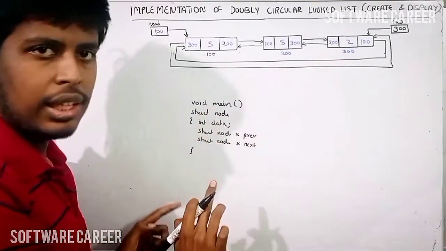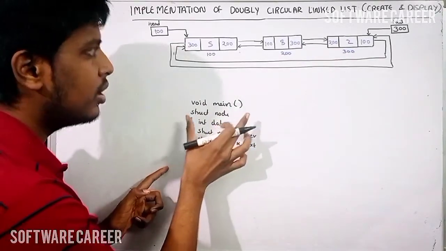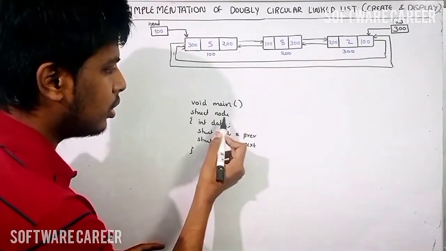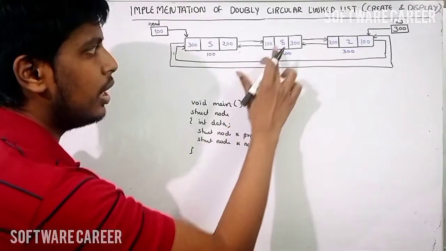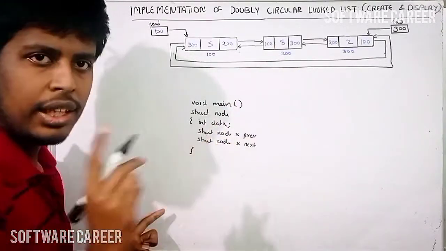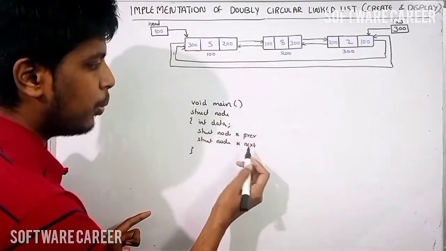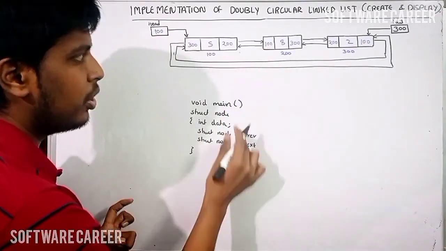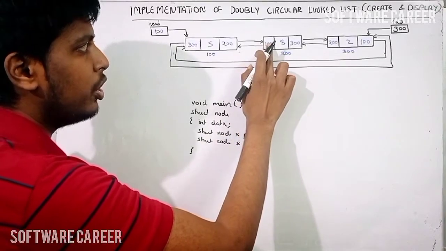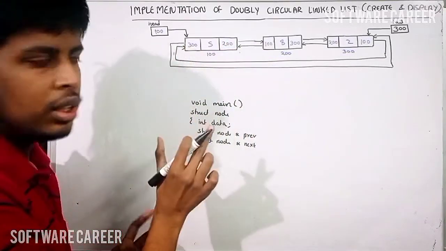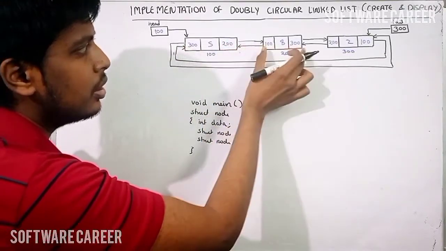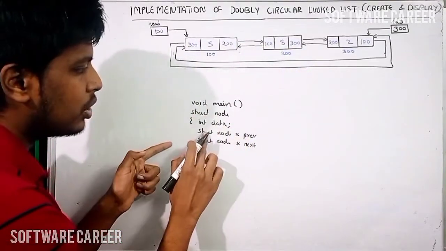So I am writing that in code. I am defining that structure in the code. See here, struct node, then int data, the data value which we store, and that data value is of integer type, so I am writing int. Then this is the previous pointer, so I am writing the previous pointer. Now this previous pointer is pointing to another node which has the same structure as this node, so I have written struct node.